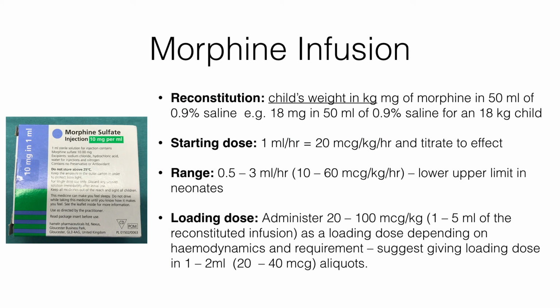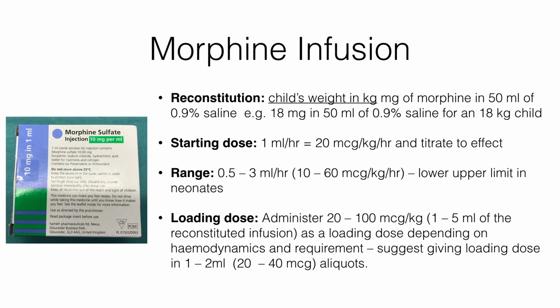So most children following intubation, I'm starting on morphine as my maintenance of sedation. And in general, I'm making up the child's weight in kilograms of morphine in 50 mils of 0.9% saline. So if I've got an 18 kilo child, I'm making up 18 milligrams of morphine in 50 mils. For a 40 kilo child, it's 40 milligrams of morphine in 50 mils. And if I start that infusion at 1 mil an hour, I'm going to be giving 20 micrograms per kilogram per hour. And I would normally start at 1 mil an hour and titrate to effect.